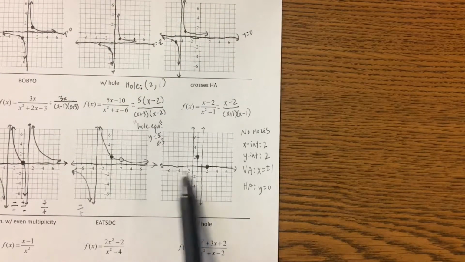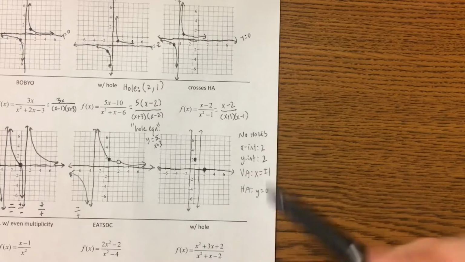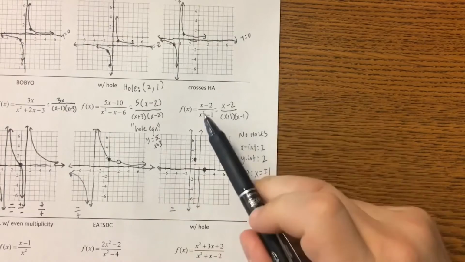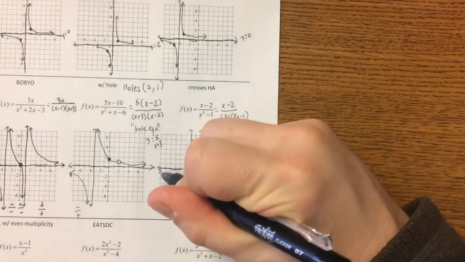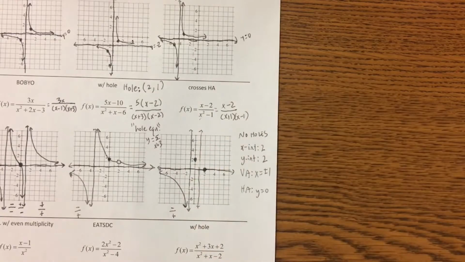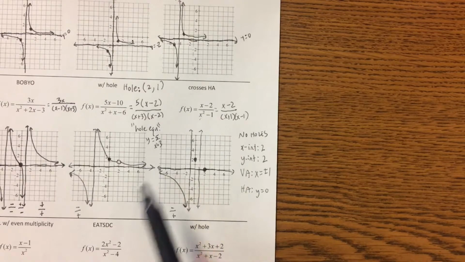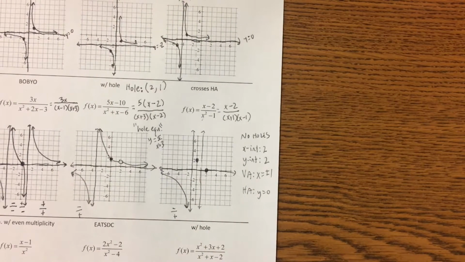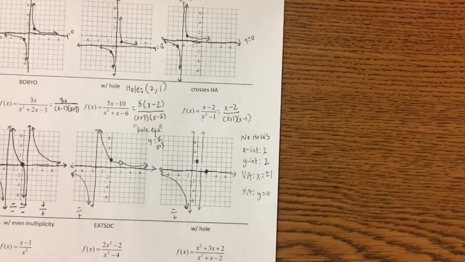All right, so we've got 1, 2, 3, 4 intervals to check. So let's start over here. If I plug in like negative 10, I get a negative divided by a positive, so that'd be negative. So I know I've got this curve down here. How do I know that I'm not crossing the horizontal asymptote anywhere over here? What'd you say, Mitchell? Yeah, there's no zeros over here, so I can't cross it.